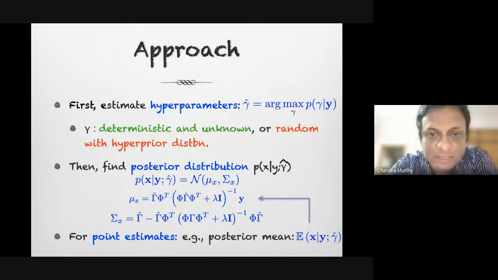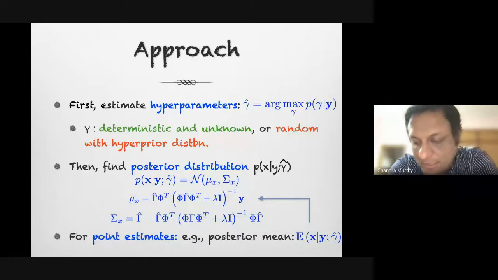I will focus on the deterministic and unknown case in this talk, but just keep in mind that the other case is also very easy to handle. It's something very similar. But once we've estimated gamma, so I'm not talking about how to estimate gamma yet, I'll come to that a bit later. But once we've estimated gamma, like I mentioned, P of x given y, gamma hat is a Gaussian distribution.